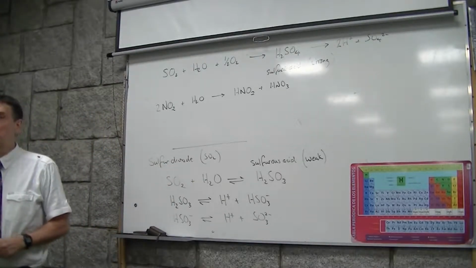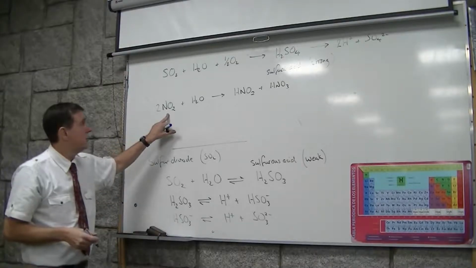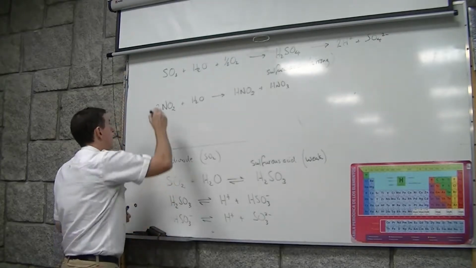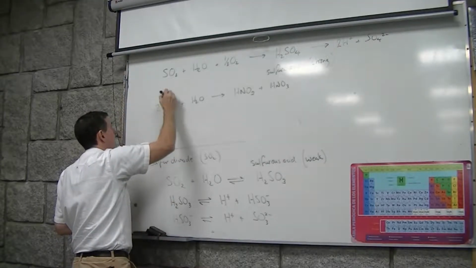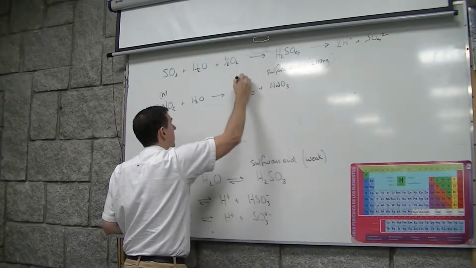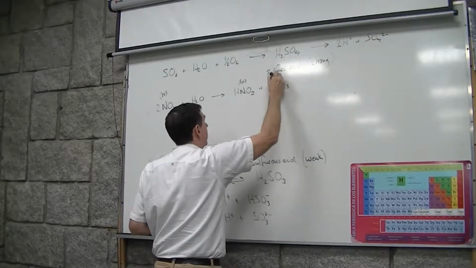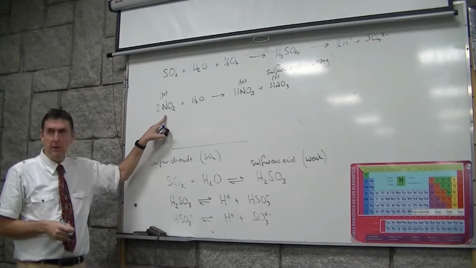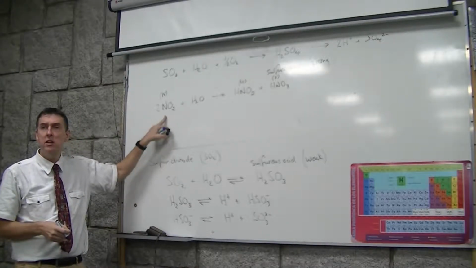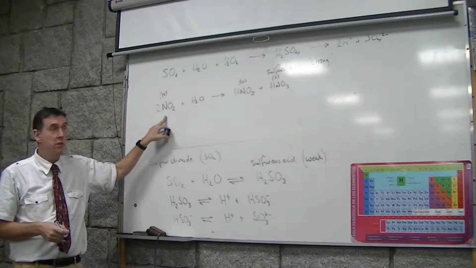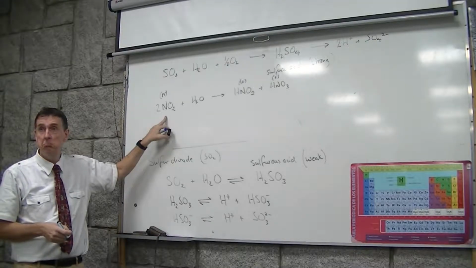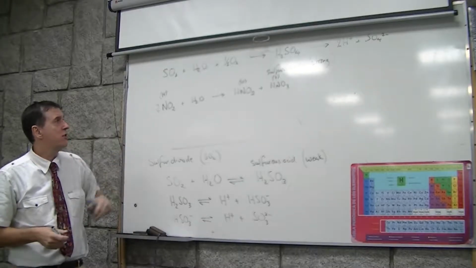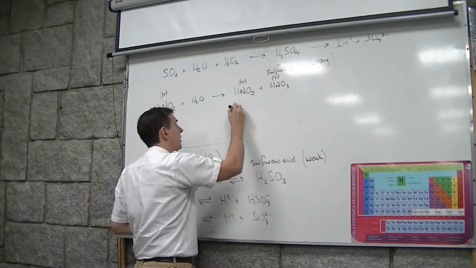So nitrogen dioxide changes oxidation state. This is oxidation state 4. This is oxidation state 3. 4 going to 3 and 5. And this is a case of a species being simultaneously oxidized and reduced. Does anyone know what that's called? Simultaneous oxidation and reduction is called disproportionation.